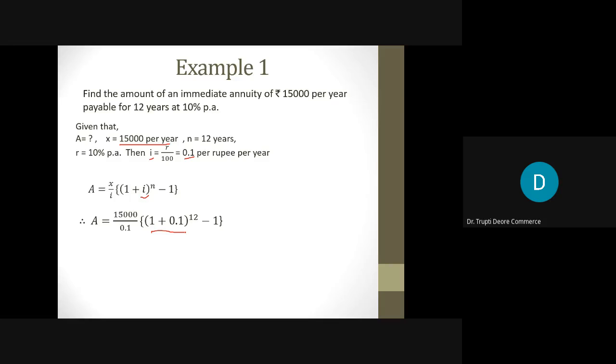So this becomes 1.1, right? 1 plus 0.1 becomes 1.1 raised to 12. Raised to 12, how to do it, everyone knows. Okay. And when you divide 15,000 by 0.1, you will get 1,50,000.